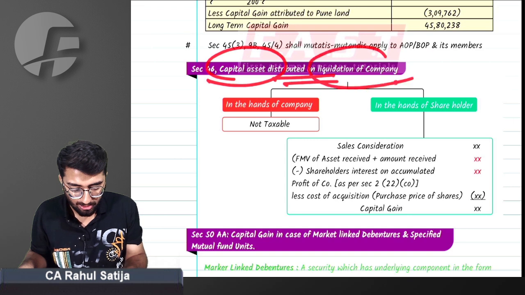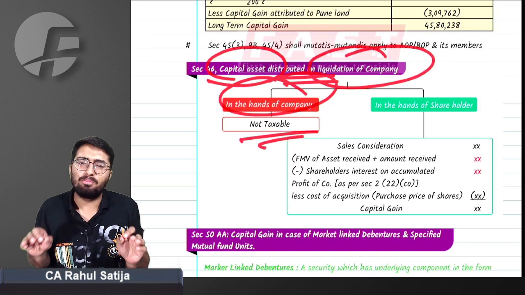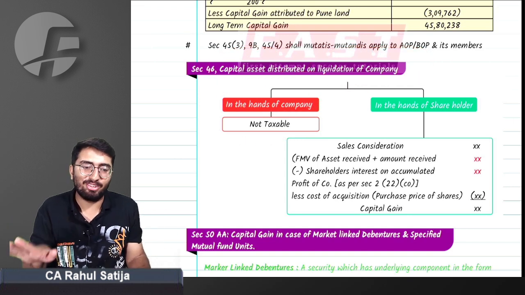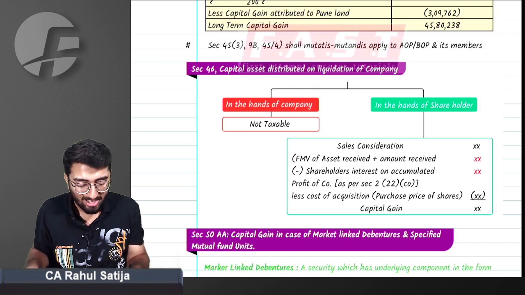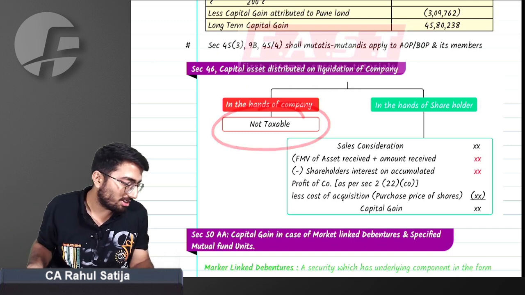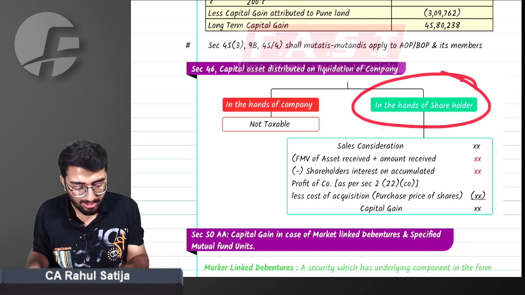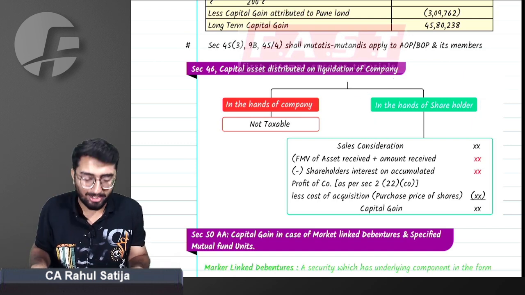Capital asset distributed in case of liquidation. For the company, there is no transfer. But for shareholders, their rights in shares are being extinguished. In the hands of the shareholder, how will capital gain be calculated?